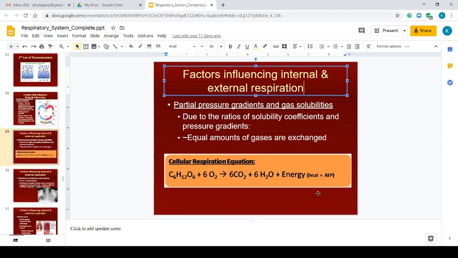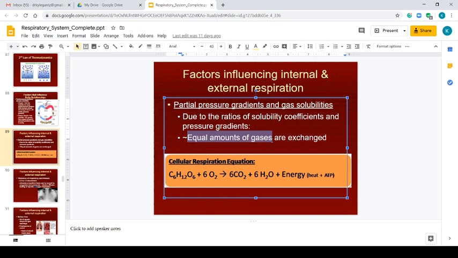Now, that's intelligent design, right? We have two gases that aren't the same solubility. And so, therefore, the body, the physiological mechanism for respiration, increases partial pressures to make up for the solubility difference. That is intelligent design. That is amazing stuff. All right? So that's another part of this whole internal and external respiration: we have equal amounts of gas, oxygen and carbon dioxide, exchanging. Okay? All right, I beat a dead horse.